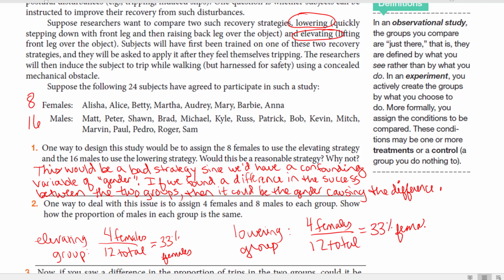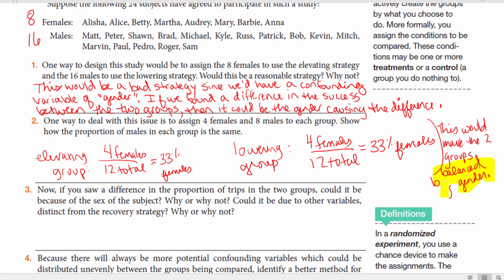Notice then that means if you assigned females and males to the two groups in this way, they would be balanced by gender. And that's good. We do want them to be balanced by gender.